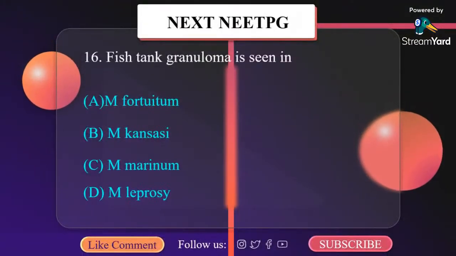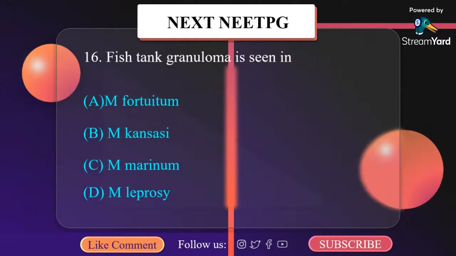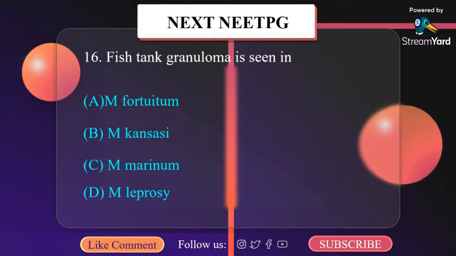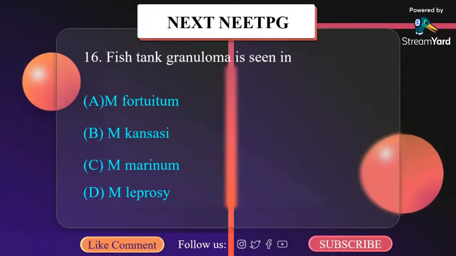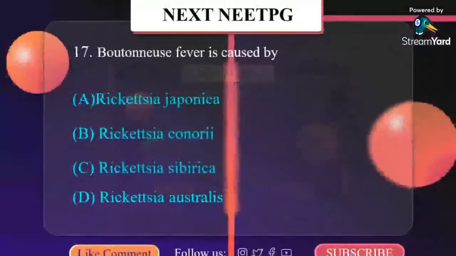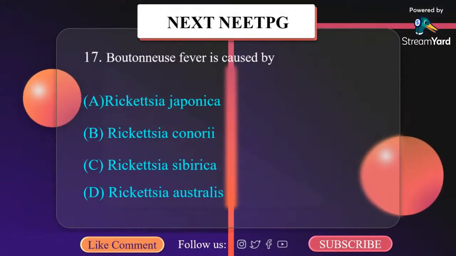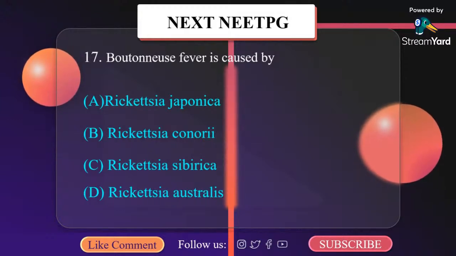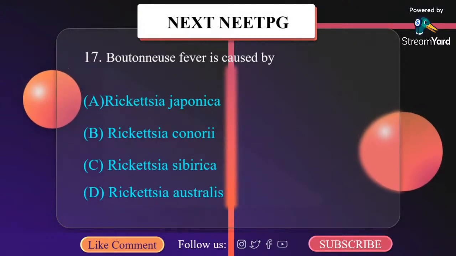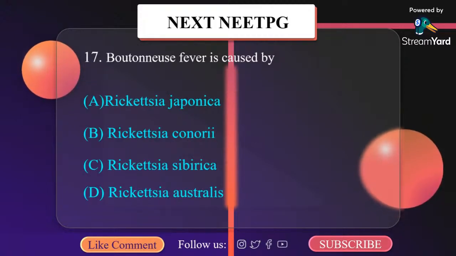Fish tank granuloma is seen in A. M. fortuitum, B. M. kansasii, C. M. marinum, D. M. leprae. M. marinum causes fish tank granuloma. Correct option is C. Scrub typhus... Boutonneuse fever is caused by A. Rickettsia japonica, B. Rickettsia conorii, C. Rickettsia sibirica, D. Rickettsia australis. It is Rickettsia conorii.